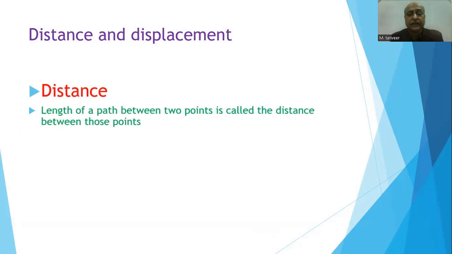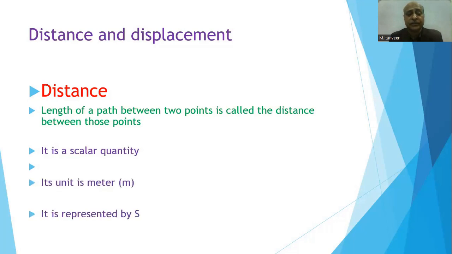Distance: the length of the path between 2 points is called distance between these 2 points. For example, you want to go to market, you follow a long path, but at the end you reach market. This long path which is followed by you, this is called distance. Second method, you go to market direct from home to market. That shortest directed distance between these 2 points is called displacement. So distance is the length of the path between 2 points.